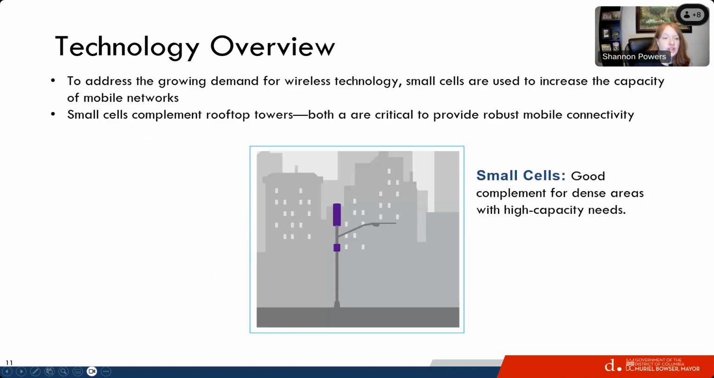The technology overview: to address the growing demand for wireless technology, small cells are used to increase the capacity of mobile networks. Small cells complement rooftop towers. Both are critical to provide robust mobile connectivity. Small cells are a good complement for dense areas with high capacity needs.